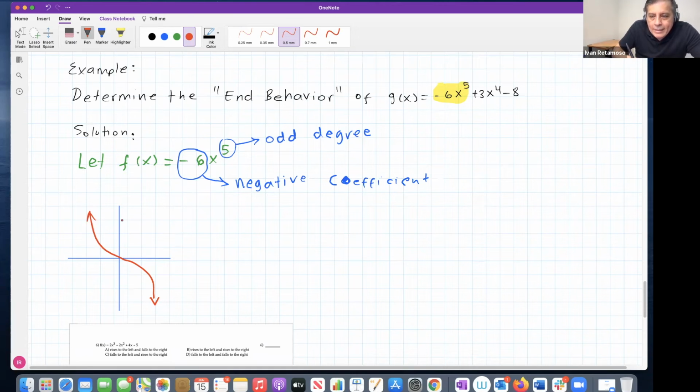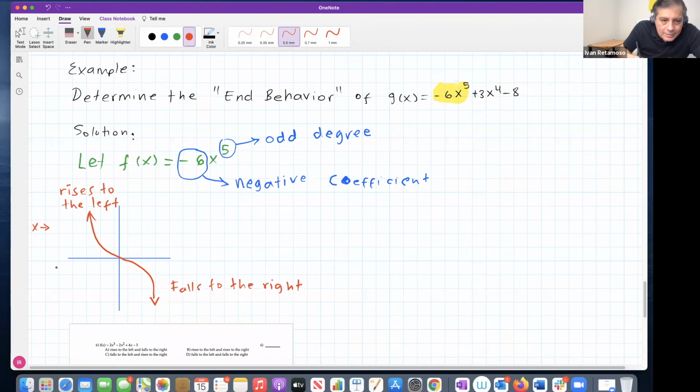Now, clearly you can see that this one rises to the left. You can see it from here. And you can see that this falls to the right. So there you have your end behavior. Now, if you want your end behavior using the arrow notation, you say, as x approaches negative infinity, which is where negative infinity lives, then f of x approaches, the output value is going up here, positive infinity, or just infinity.